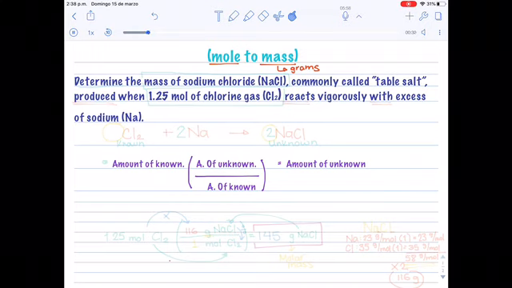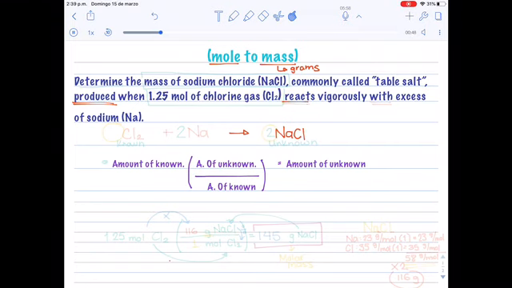Let's start writing the equation. The problem says that sodium chloride is going to be produced. That means that it is going to be our product. Then it says that it reacts vigorously with chlorine and sodium. So that means that those two are going to be our reactants.